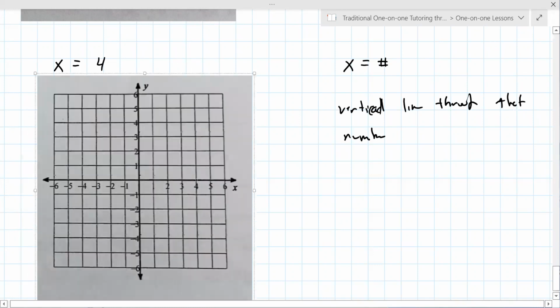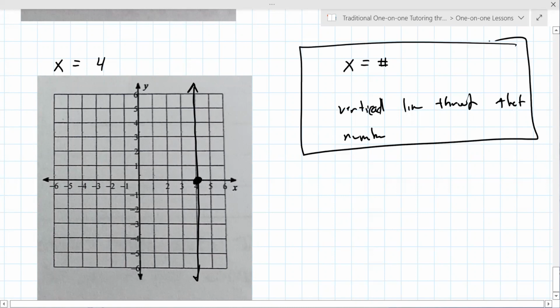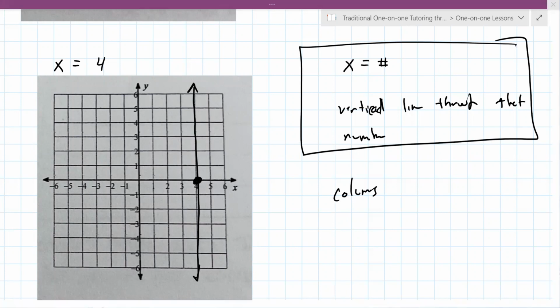So it must go through 4, and you draw it on the x-axis though. The only way you can really mess this up is if you mix the two of them up. Somehow you have to think of verticals like columns. I guess that's a good way to remember, but you have to be very clear between those two. And this is all review, by the way. You probably did all of this last year, so it's not new stuff.